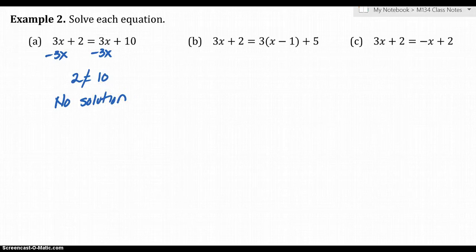Let's look at example B. So what I'm going to do with example B is I'm going to get rid of the parentheses. And I'm going to combine like terms.